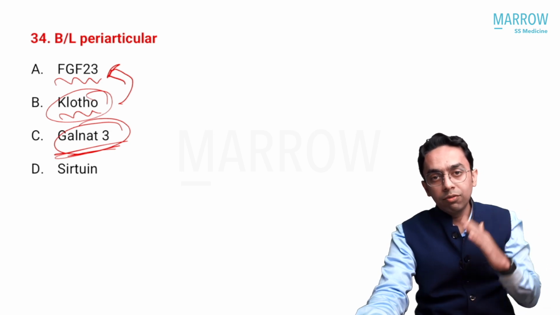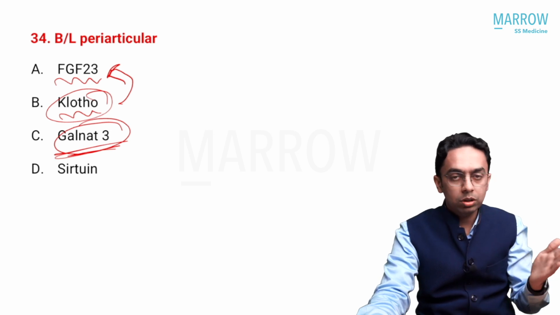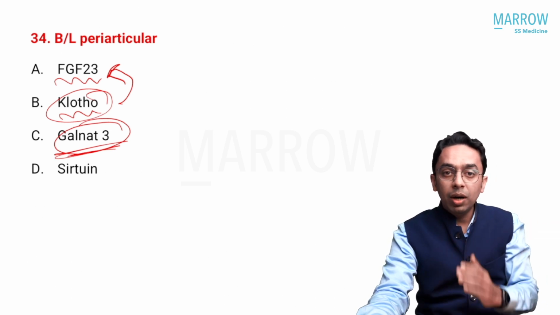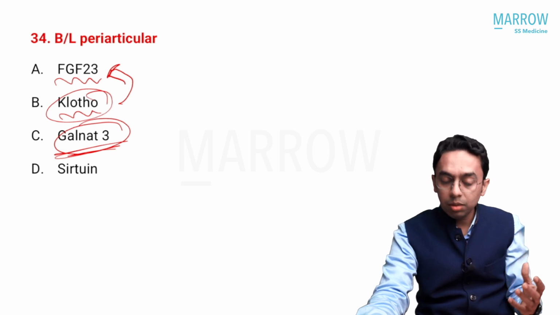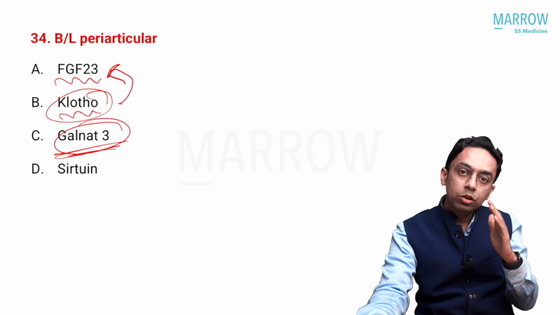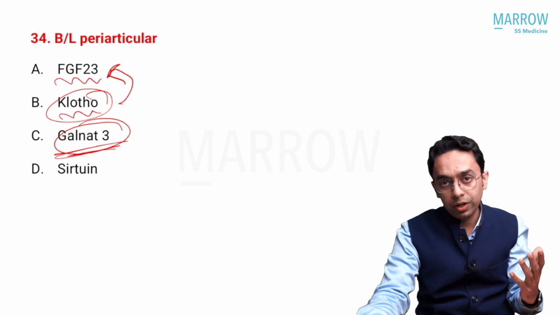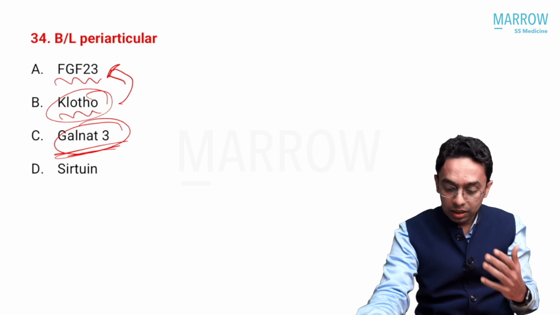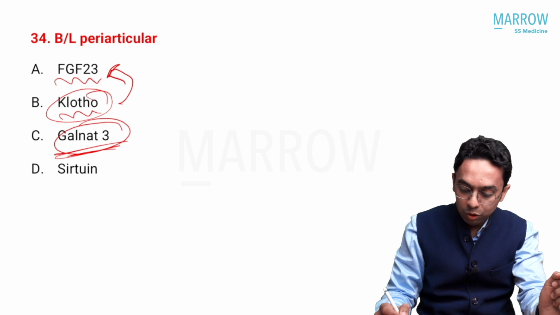Here see, when FGF23 is raised, it causes phosphate to be decreased because it is causing phosphaturia. But GALNT3 mutation decreases FGF23. So the phosphate is raised, and because of this raised phosphate, there are various calcifications. Okay, so this is GALNT3 mutation.